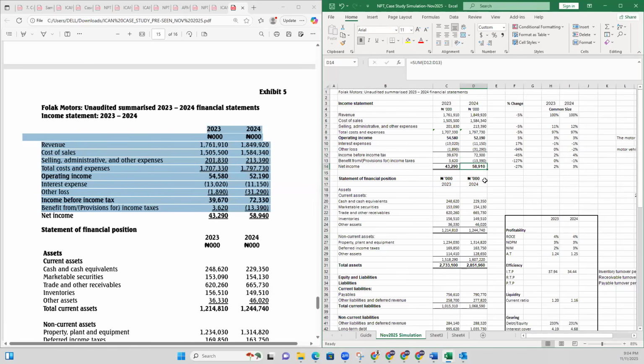In fact, even this one is 58,940, right? And that would change the entire number. I think I need to update this change, so it should be the other way around because I've moved it.